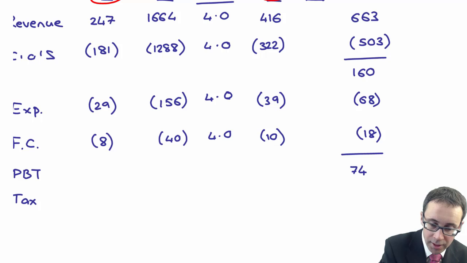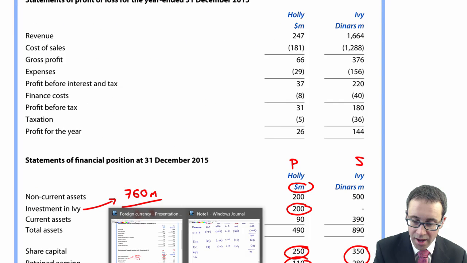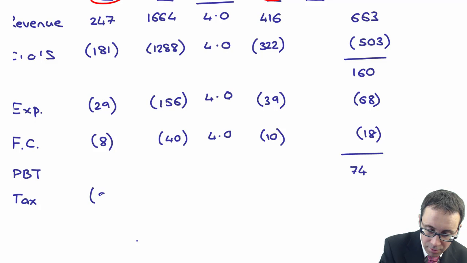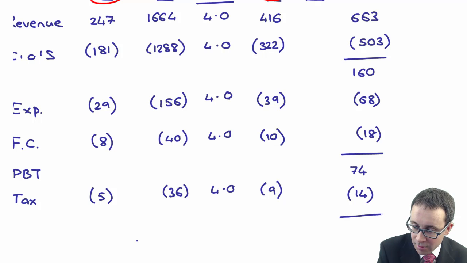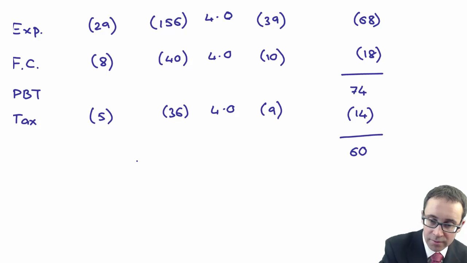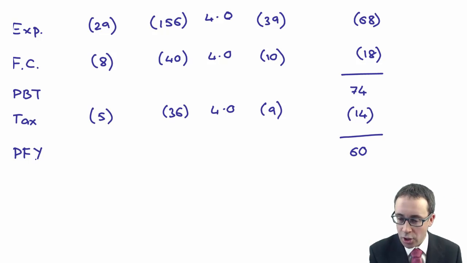before you then go through and get your tax figure. Tax figure 5 and 36. I can remember my 4 times table, and 4 and 9 is 36, and 9 and 5 is there as 14. Gives me my group profit for the year. Is that there? Oh, careful. As 60. Okay, $60 million.